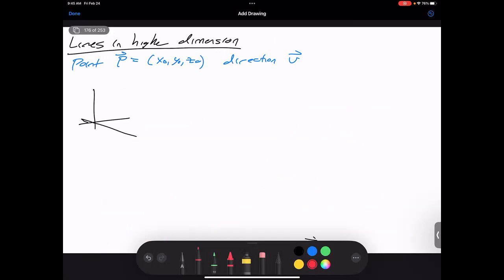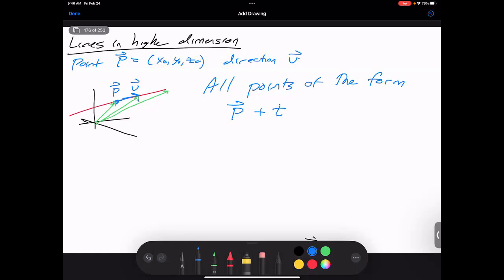If you think about what's going on, I want some line in space. I have some point here, P. I have some direction, V. And then all the points in the line, coming from my origin, it's got to be equivalent to just starting at P and moving some direction along that line. It's going to be all points of the form P plus T times V.